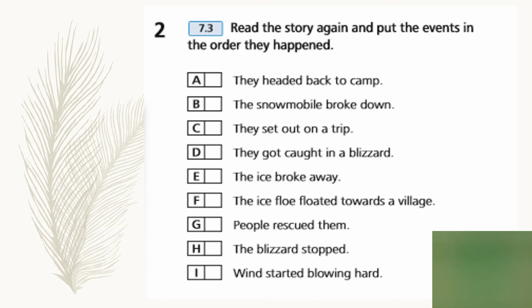Now we are going to read the story and put the events in order. What happened first? Of course, we have two characters. C is number one: they set out on a trip. What happened next? The wind started blowing hard, so they headed back to the camp to escape, but the snowmobile broke down. They were caught in the blizzard. Yes, the ice broke away. The blizzard stopped. The ice floated toward a village, and people rescued them.